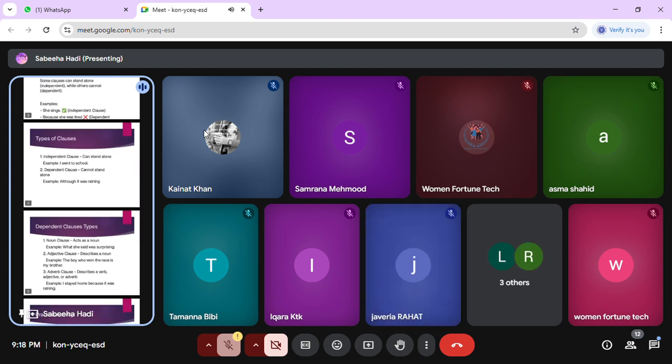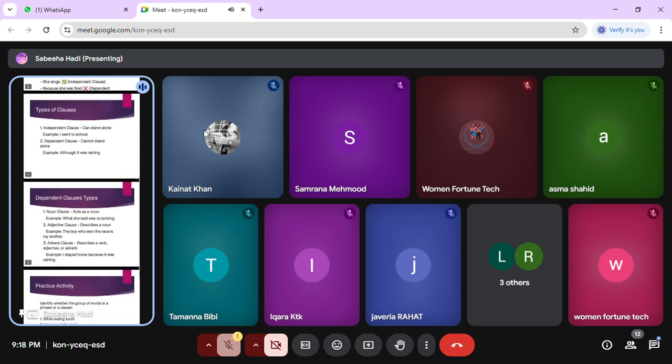Now, dependent clause. Dependent clause cannot stand alone. It is dependent on another clause or another sentence. For example, although it was raining. It doesn't give us a complete sense or a complete meaning. So that's why it is called dependent clause, because it depends on another clause or another sentence.